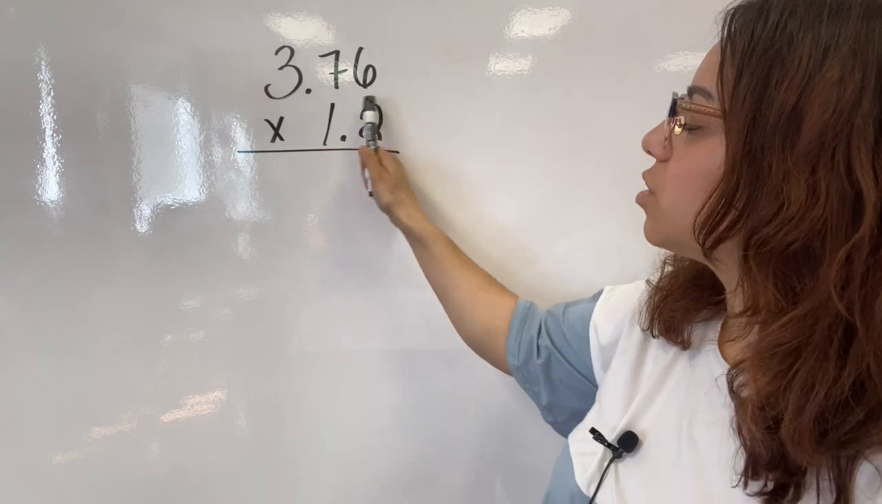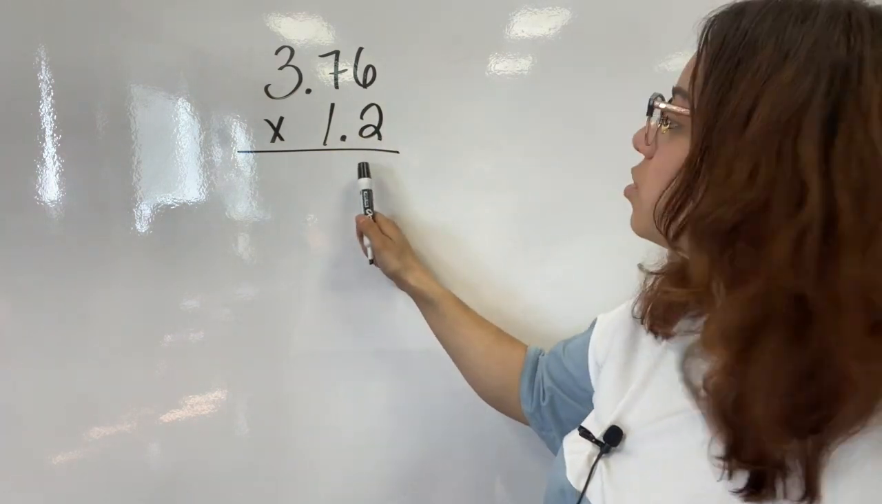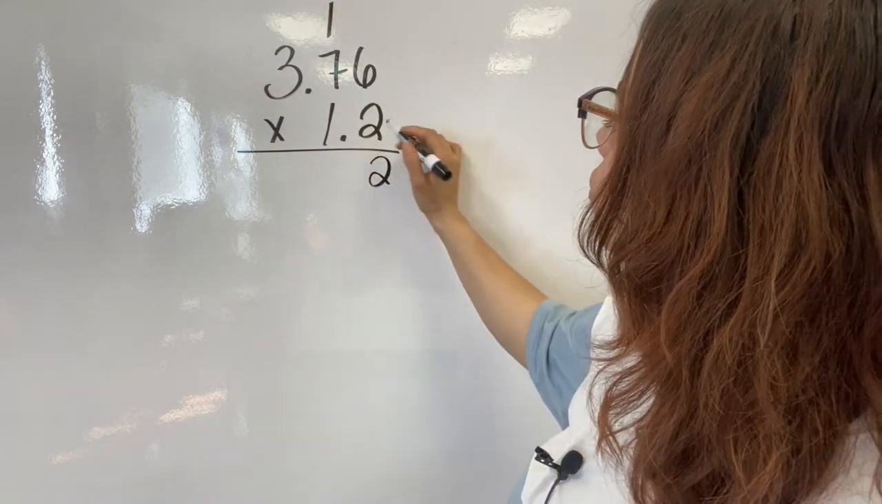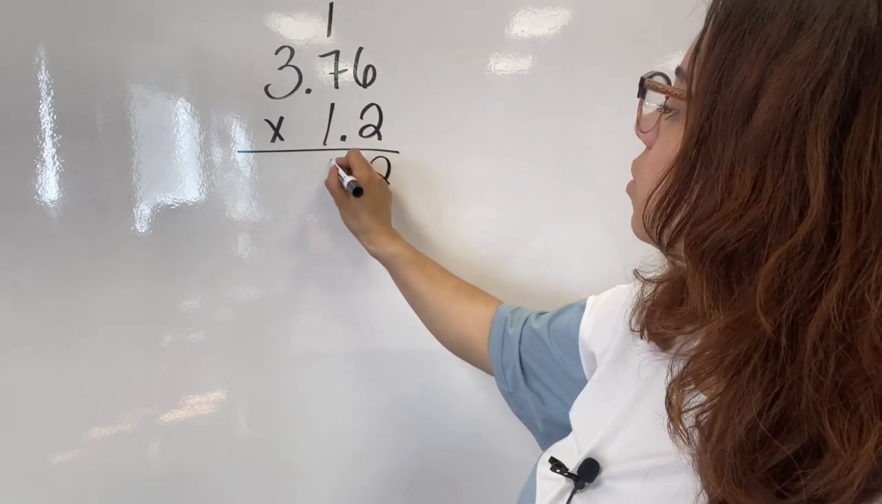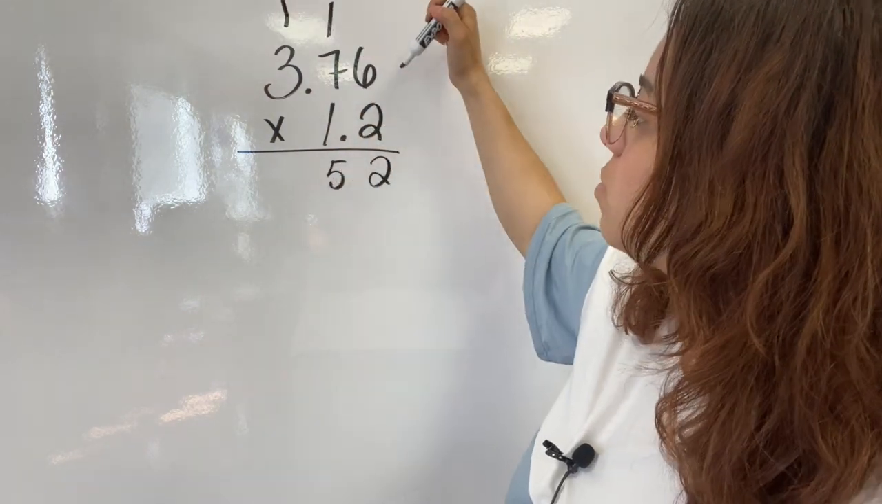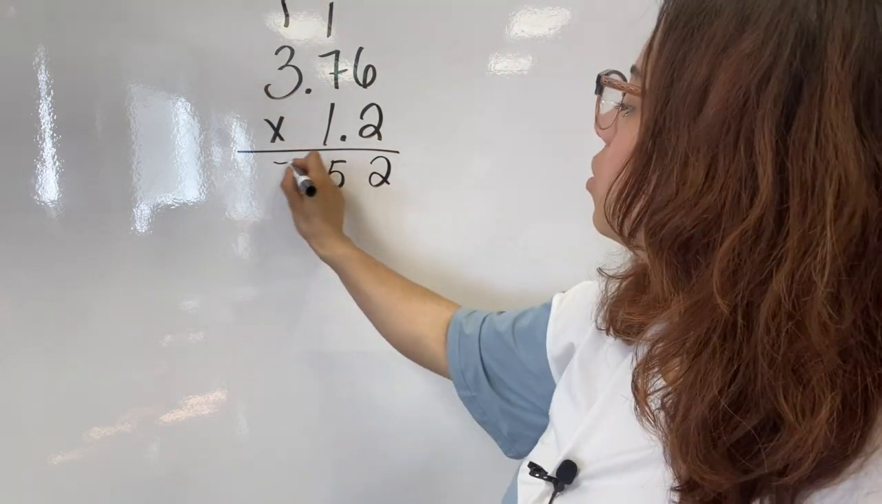Now, here we're going to start focusing on the 2. So, 2 times 6, 12, 14 plus 1. Then, 2 times 3 gives us 6, plus 1.